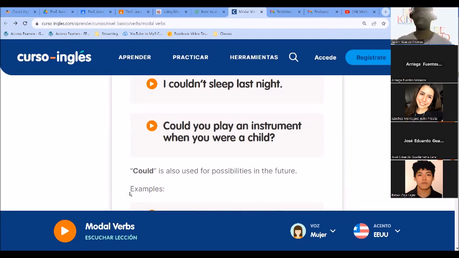Child. Be careful with your pronunciation. Okay. Could you play an instrument when you were a child?